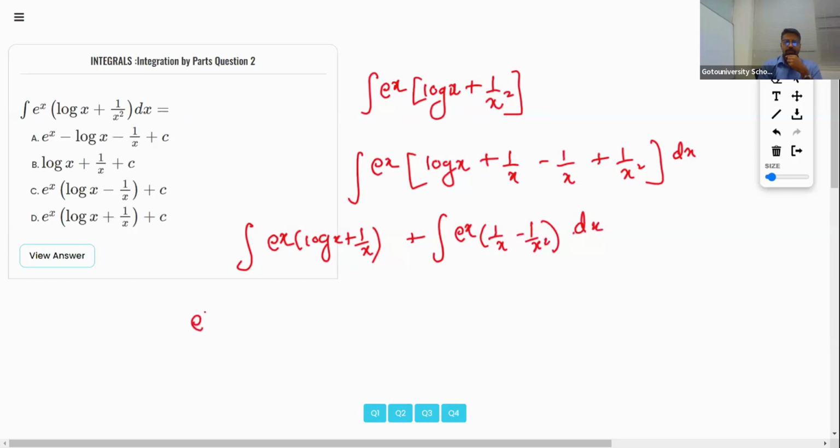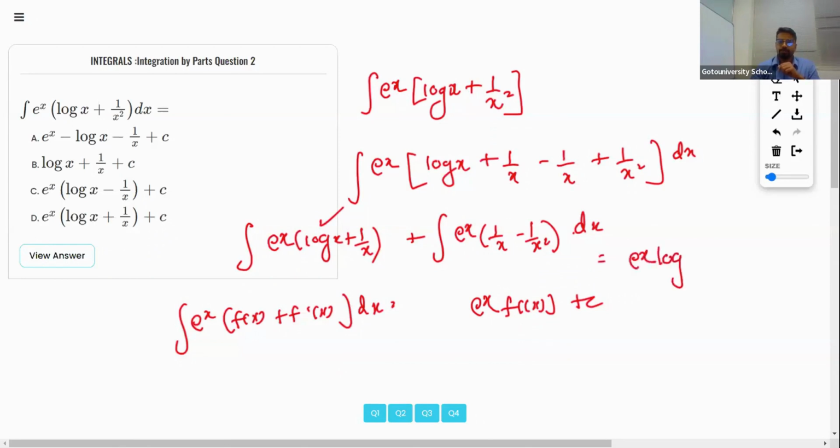So can we use this formula now? Integral of e power x times f of x plus f dash of x, dx, can be written as e power x f of x. Yes or no? Just now we learned this. Same thing. 1 by x is the differential of log x, and minus 1 by x squared is the differential of 1 by x. So the problem becomes e power x log x plus e power x times 1 by x. Plus or minus, it is plus. I can take e power x common again. Log x plus 1 by x plus the constant c. That will be your answer.